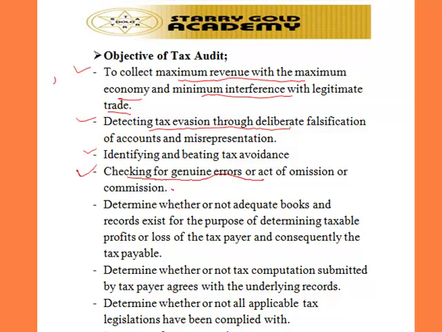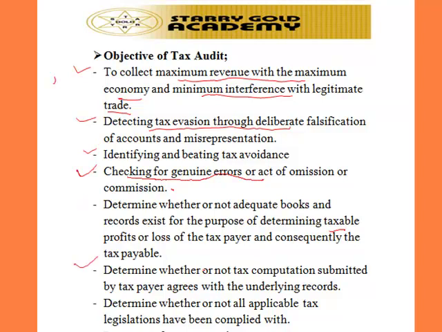Five, determine whether or not adequate books or records exist for the purpose of determining taxable profit or loss of the taxpayer and consequently the tax payable. There have been cases where the returns filed have been from the blues. No books of records, no records, no books, no account to support the tax return filed. So that's what tax audit is out to check.